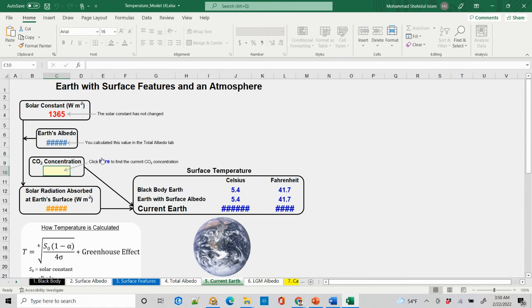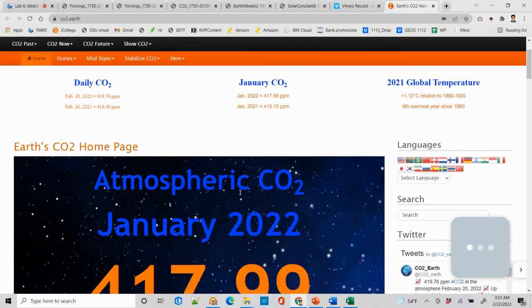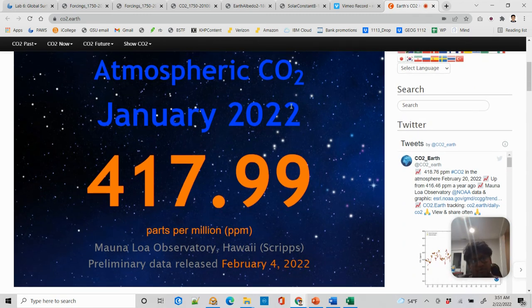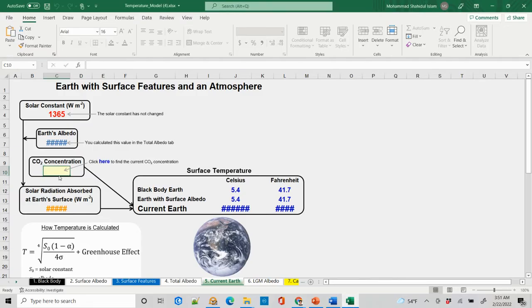To fill this up, you need to click here. There is a link to find the current carbon dioxide concentration. Just put that concentration over here, it will calculate something for you. So the current carbon dioxide concentration is from January 2022. They didn't update that for this month. It will be updated soon, but you can use this number, 417.99. And then put the information in here, follow the digit and question.